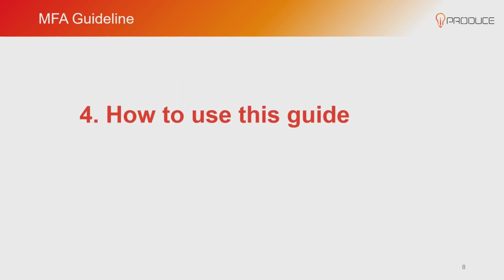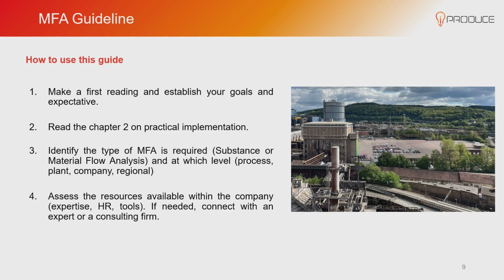Finally, let's explain how to use the guide. First, make a full reading of the guide and establish your goals and expectations. Then read carefully Chapter 2 on the practical implementation of MFA. Then, depending on your needs, identify the type of MFA you should perform, for example, substance or material flow analysis. Then identify the level at which it should be done, so at process level, at the company level, or the geographical region level. And finally, assess the resources available within your company and, if needed, connect with an expert or a consulting firm.